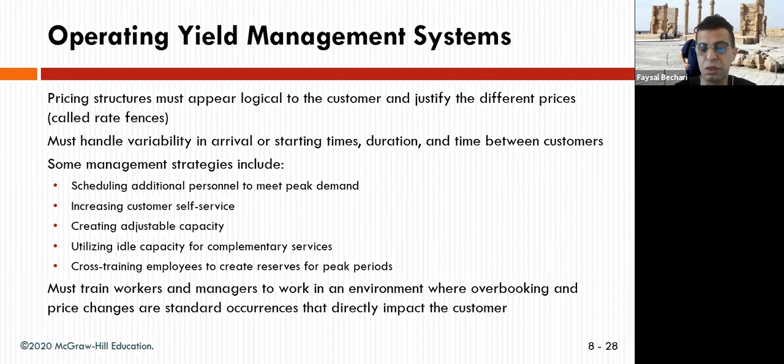And you need to provide that service as soon as possible. Some management strategies they use in hotels, for example, are scheduling additional personnel to meet peak time demand, increasing customer self-service, which means they can take their bags to the room or check in themselves, creating adjustable capacities, and utilizing idle capacity for complementary services, so they can knock on the door and bring some free coffee and things like that when they are idle, and cross-training employees to do more than one activity.